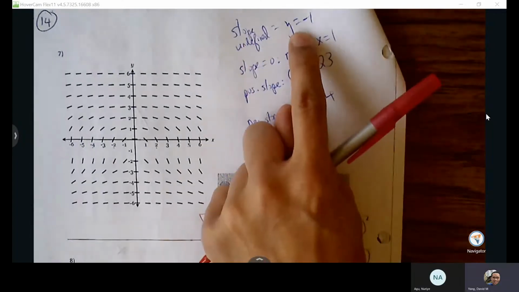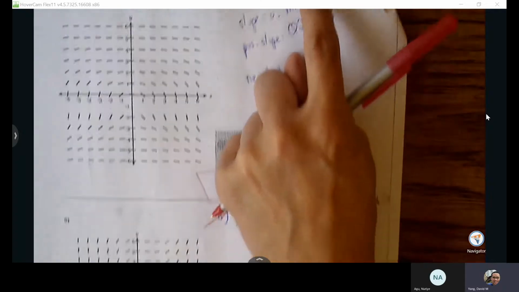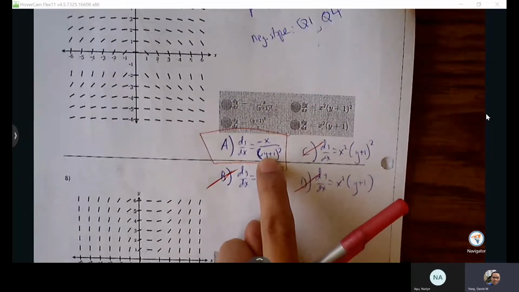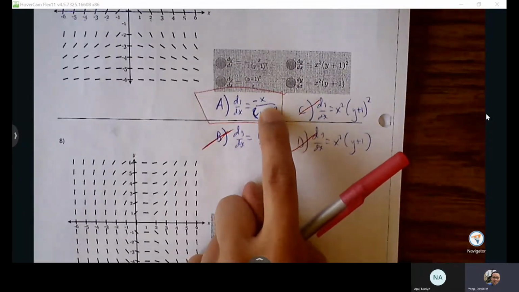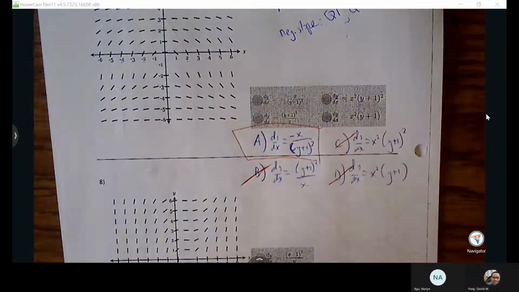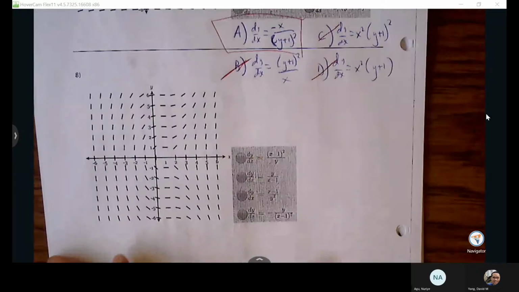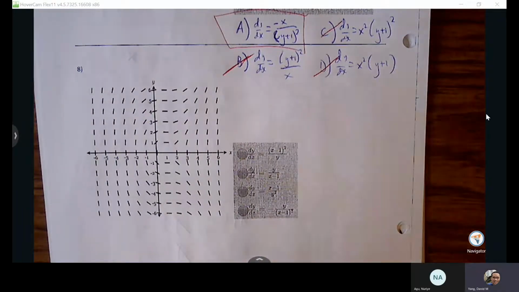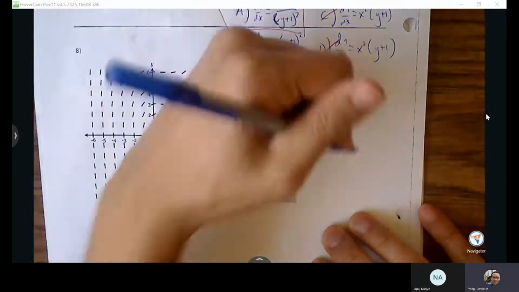The only way I'm getting undefined slope is when y is -1. If I put -1 in for y, I'm getting 0 in the denominator, and that's undefined, right? And that's consistent with what we see here. Okay.